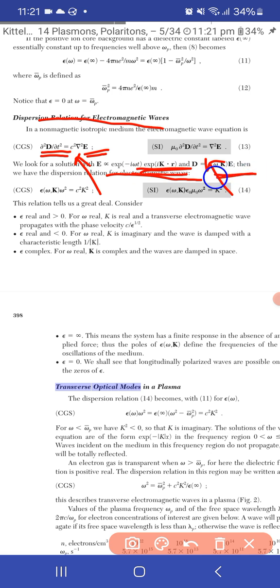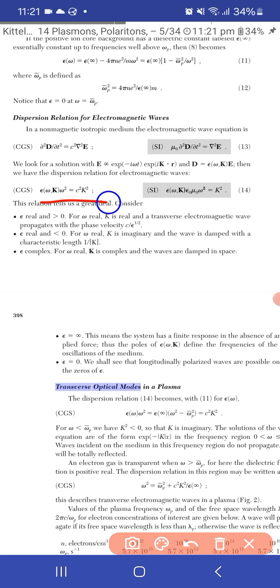D is equal to epsilon E, I know that. So epsilon is kept here as a function of omega and k. Then we get epsilon omega square, which would come from the time derivative, and c square k square from the spatial derivative. Similarly here, epsilon naught and mu naught also came in, not sure from where, but okay.